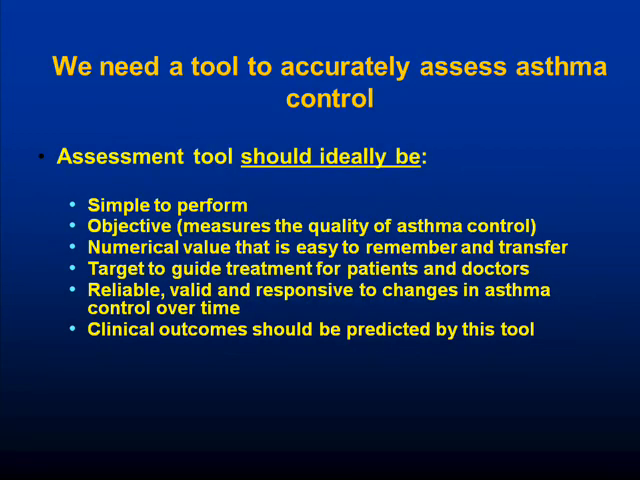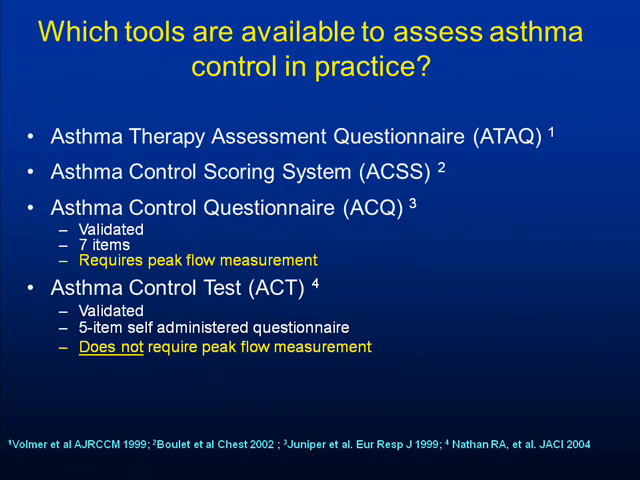What we need is a tool that accurately assesses asthma control, something that's simple to perform, validated, objective, preferably with a numeric target that's easy to remember, something that can be used by patients as well. As Prof. TK Lim has mentioned, there are various questionnaire tools to assess asthma control, and here I've listed 4 of them: the Asthma Therapy Assessment Questionnaire, the Asthma Control Scoring System, the Asthma Control Questionnaire or ACQ, which requires peak flow measurement, and finally, the Asthma Control Test or the ACT for short. This one doesn't require peak flow measurement, has been validated, and is simple and easy to use.